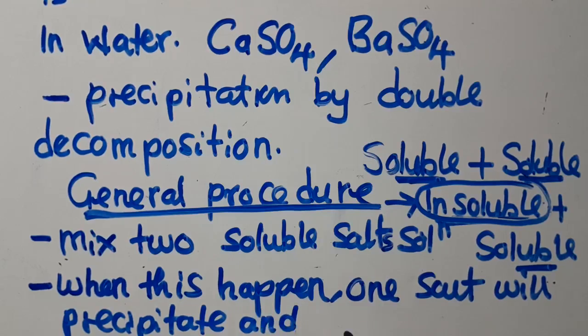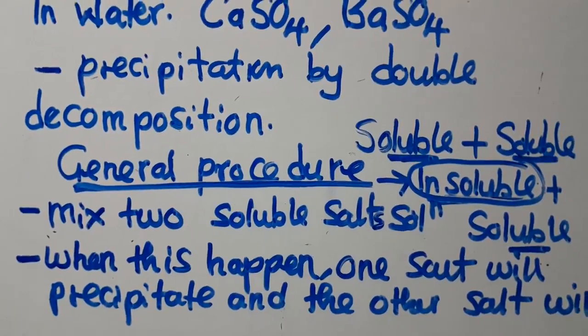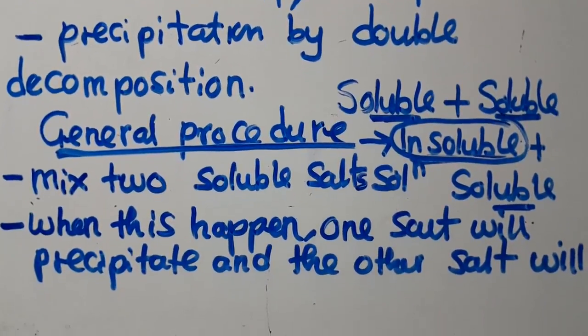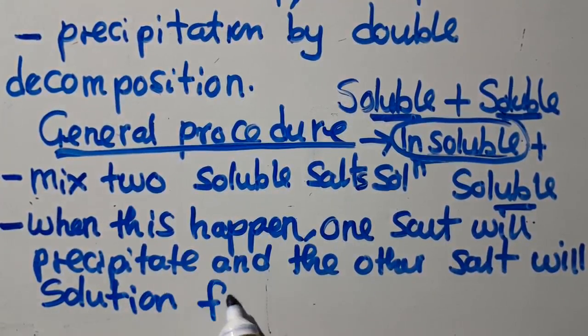And the other salt will remain in solution form. This is what you need to understand. So I've just given you two. The salt that will precipitate is going to be an insoluble salt, the one that we are looking for.